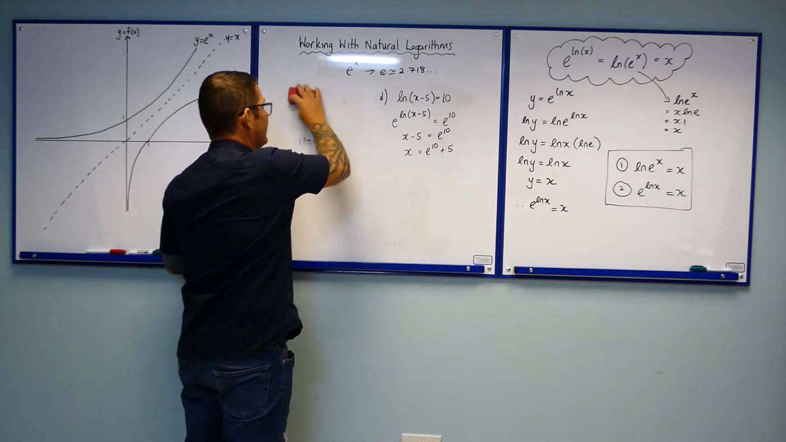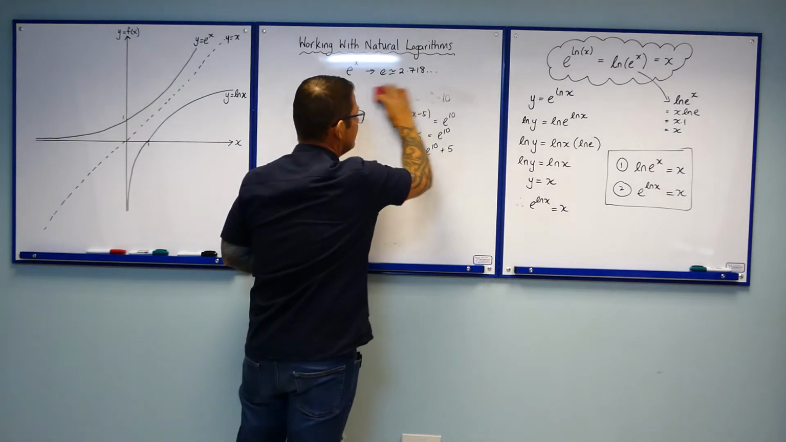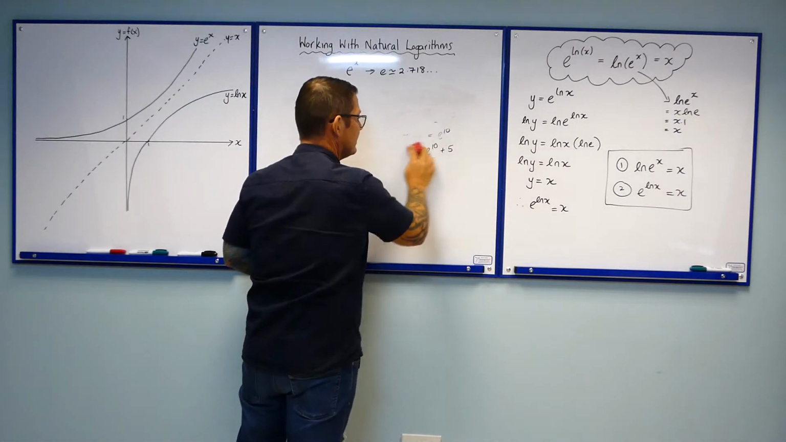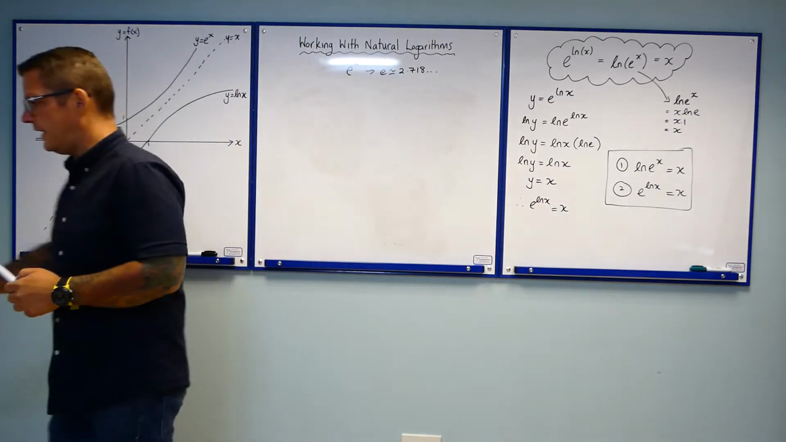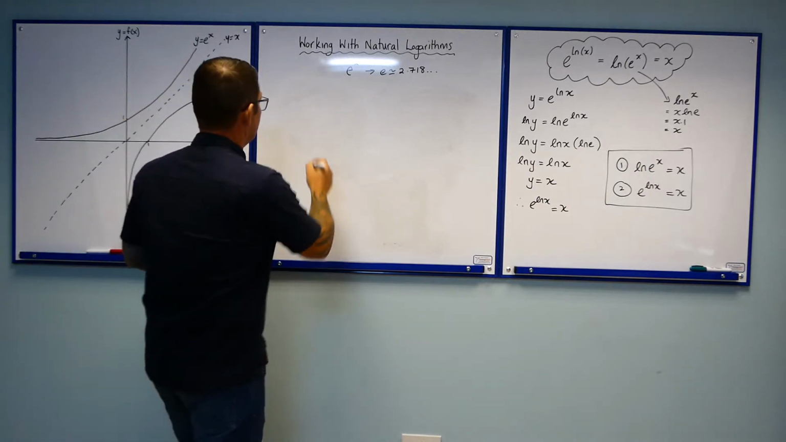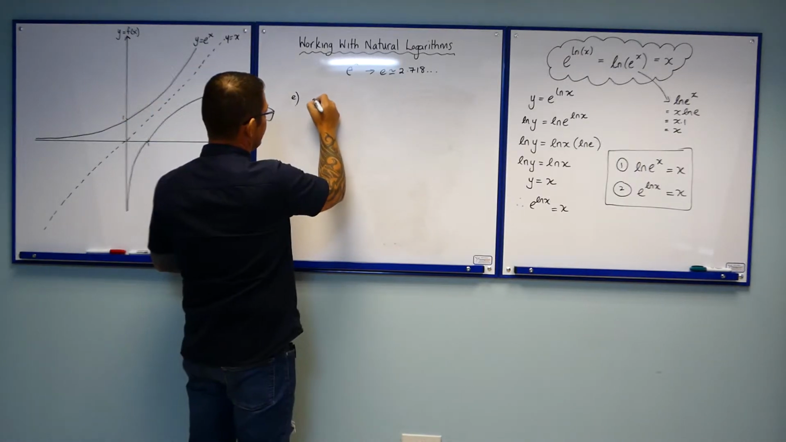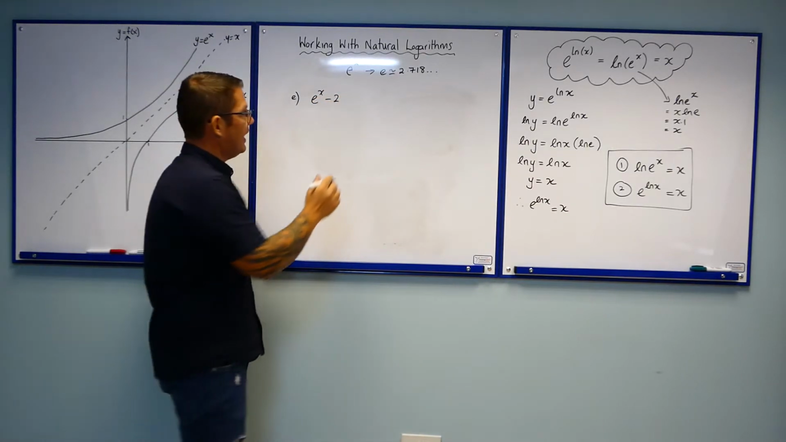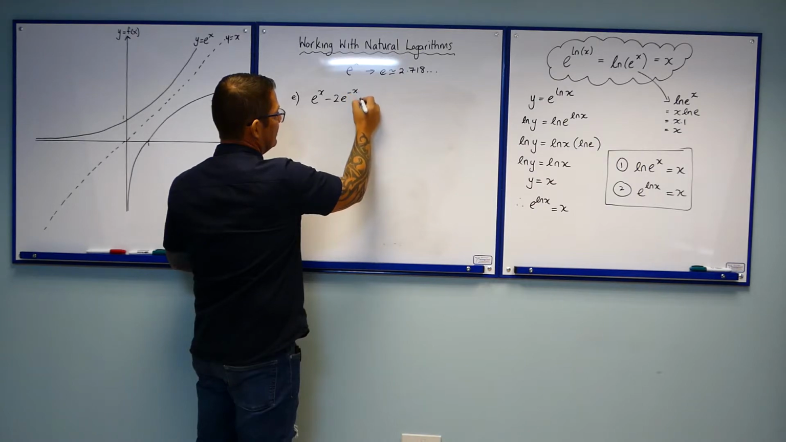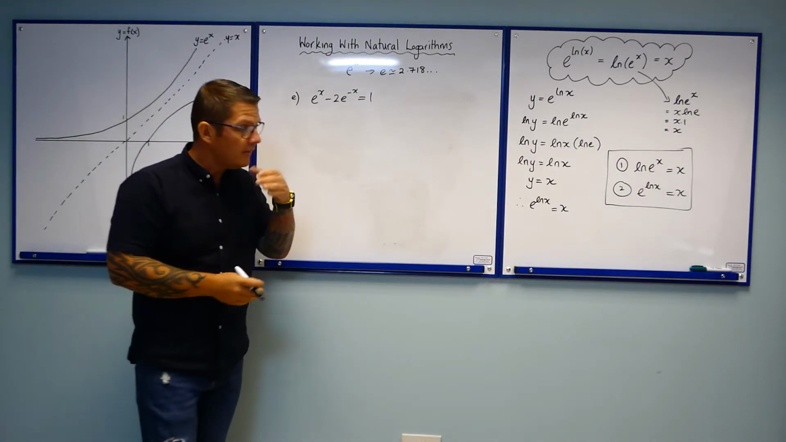We've come across ones like this before, so let me just get rid of all of this for you. Right, last one is e to the x minus 2 e to the minus x equals 1.